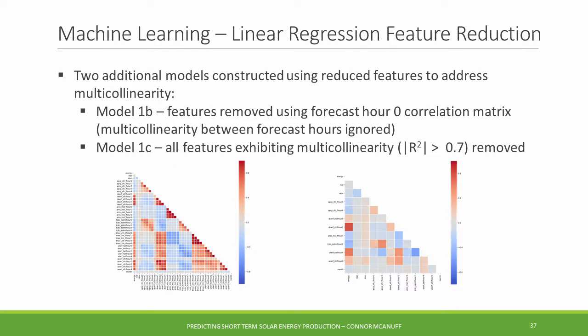Let's build 2 additional models with reduced features to fix one of our assumptions of no multi-collinearity. Model 1b used a smaller set of features than Model 1a, removing features that were correlated at forecast hour 0. Still though, there are many strongly correlated features when all forecast hours are considered. Model 1c uses a much smaller set of features, none of which have an absolute R-squared value of greater than 0.7 between them.